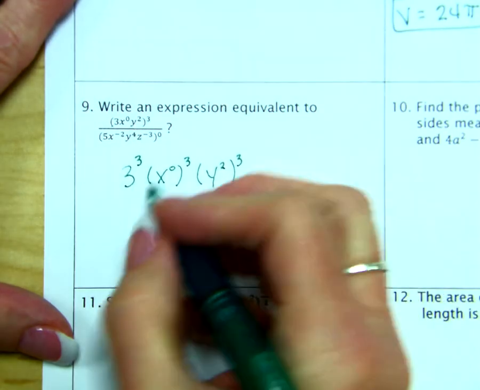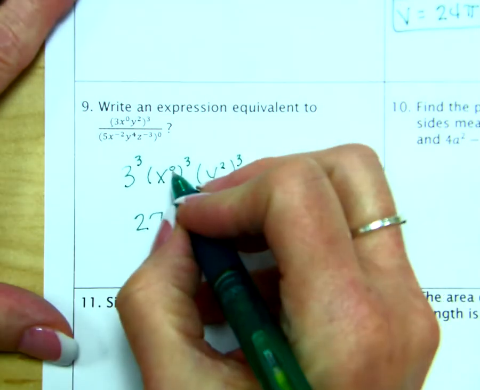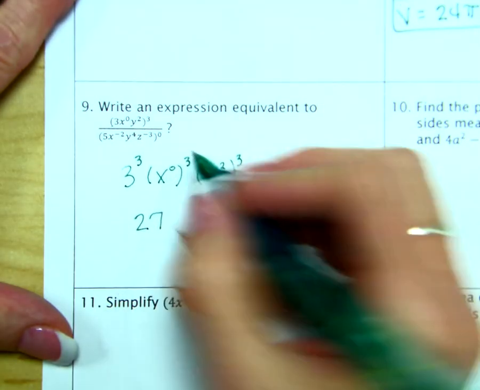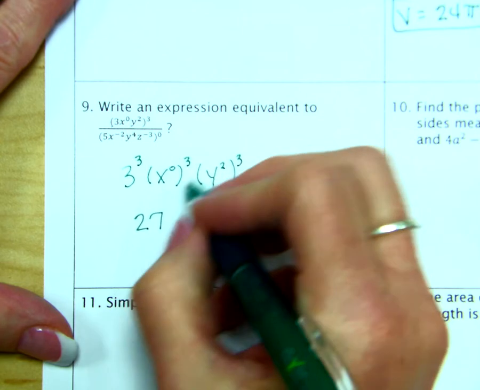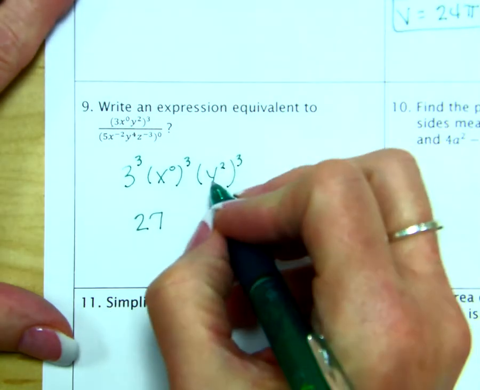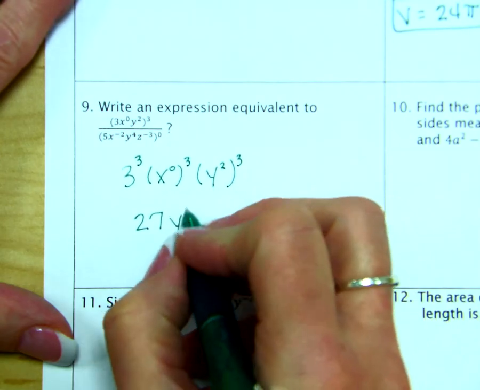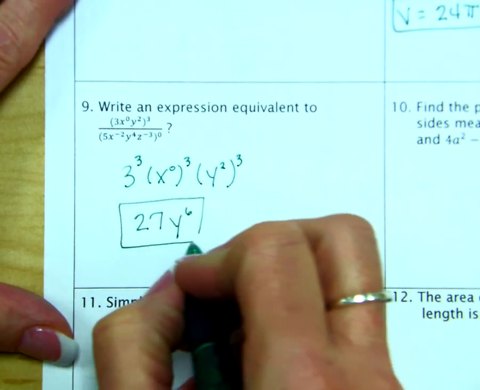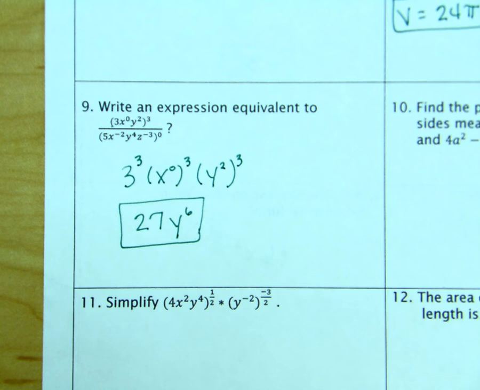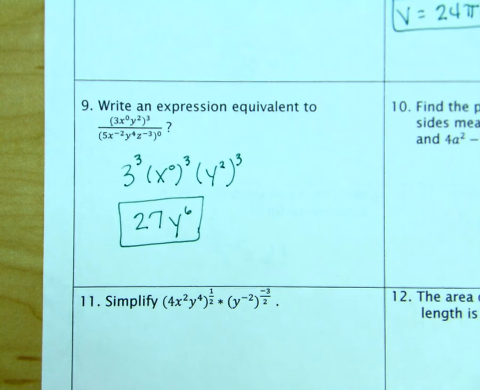So 3 to the third power is 27. 0 times 3 is 0, and anything to the 0 power is 1, so this just becomes 1. And here we have y squared to the third power, so 2 times 3 is 6. So this all simplified to just be 27 y to the 6th power.